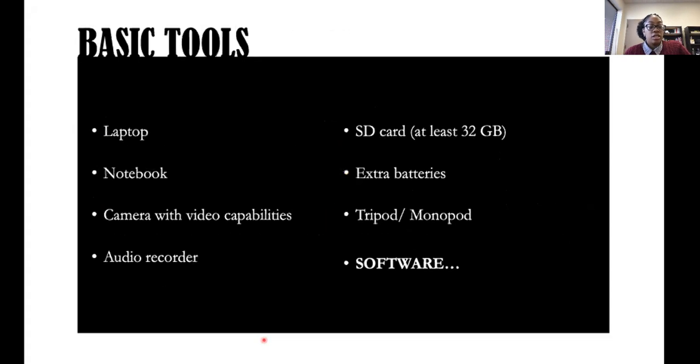Make it interesting. So basic tools, laptop, notebook, to take notes, to look at timestamps, also to get names of people that you're taking photographs of, camera with video and photo capabilities, an audio recorder just in case, SD card, always have at least 2 of them, 32 gigabytes minimum. Then make sure you have extra batteries, and then have a tripod, which has 3 legs, or you can have a monopod, which I find easier to maneuver, and it's also easier to hold up to get part of a crowd. And excuse the background noise, I have an office right next to me. But then the main thing that you need is to understand the software.